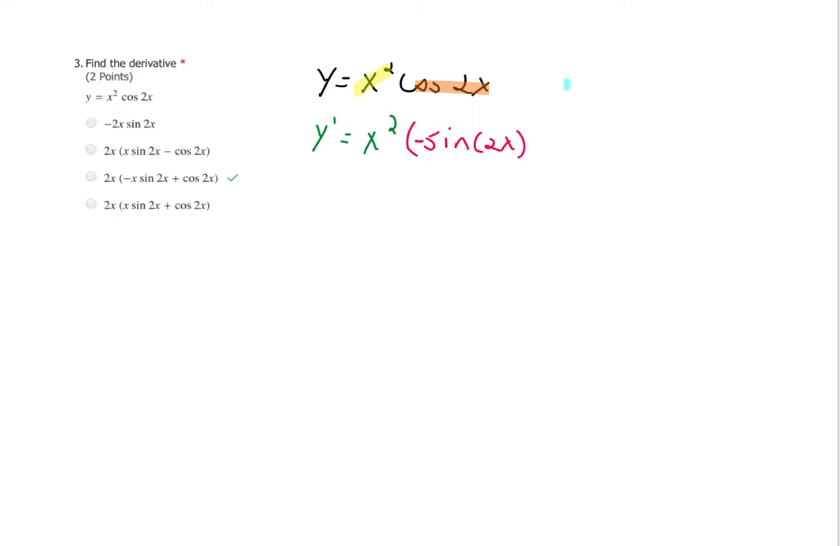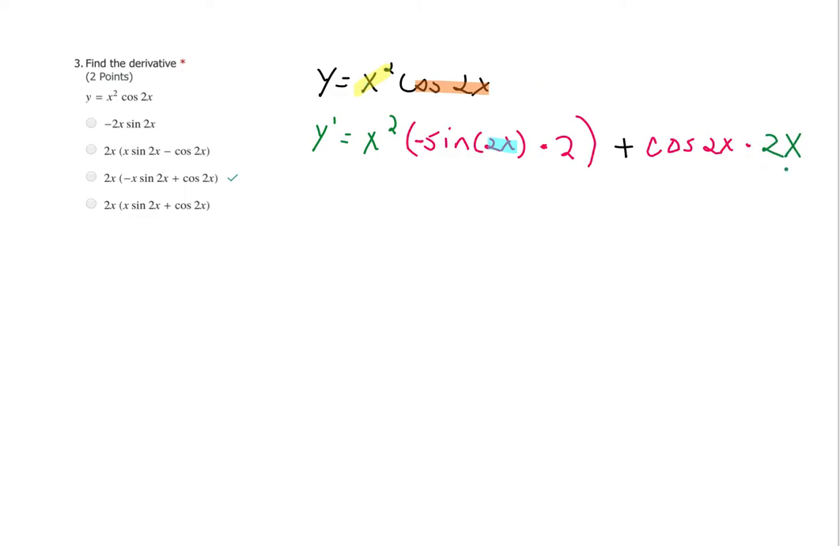But notice that this has an inside function inside of that, so we have to apply our chain rule and times this by the derivative of 2x, which is 2. So that's first times the derivative of second, plus, now I'm going to take my second term, just like it is, that's going to be cosine of 2x, and I'm going to times that by my first term's derivative. So x squared's derivative is 2x.